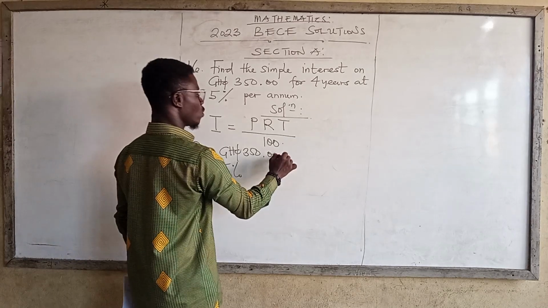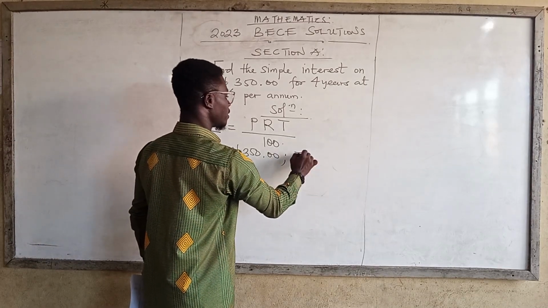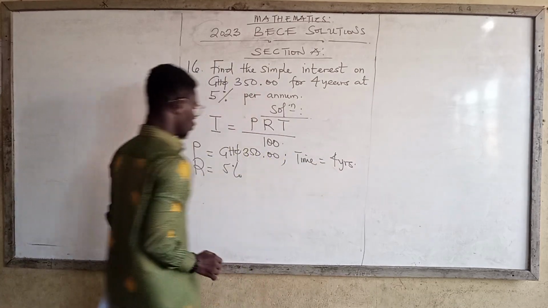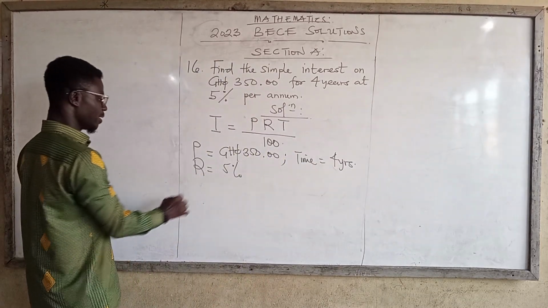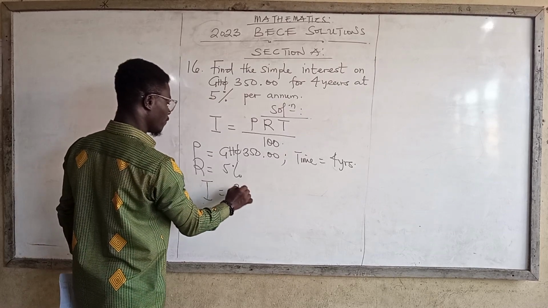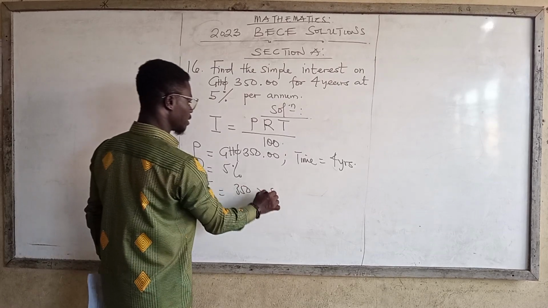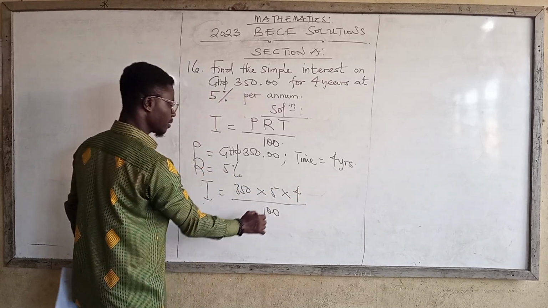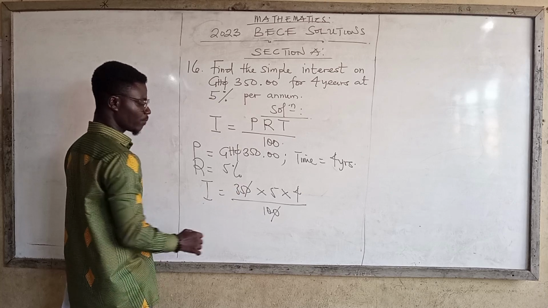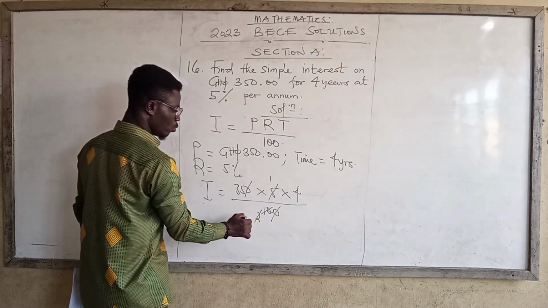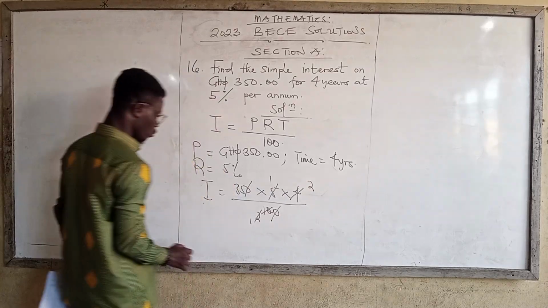Our rate, which is R, is 5%. Then our time is always in years, so our time is 4 years. So we just substitute it inside the formula to obtain our interest. So 350 times our rate 5 times the time 4 all over 100. This cancels that. 5 here, 1 into 10, 2. 2 here, 1 into 4, 2.